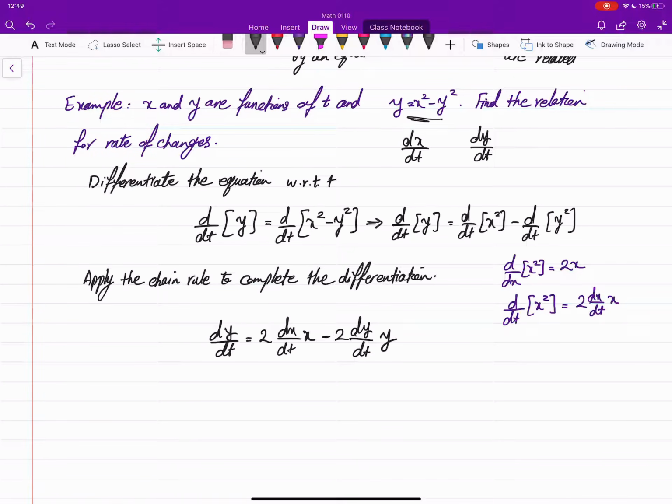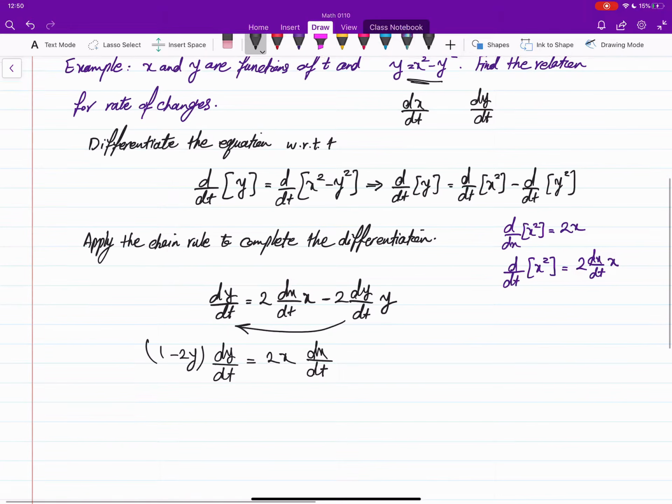If someone asks you what is exactly the relation, I can write dy dt on one side. I can bring this here, write dy dt times (1 minus 2y) equals 2x dx dt, and this is how they are related. And we can find one of these if I know what is x, y, and dx dt.